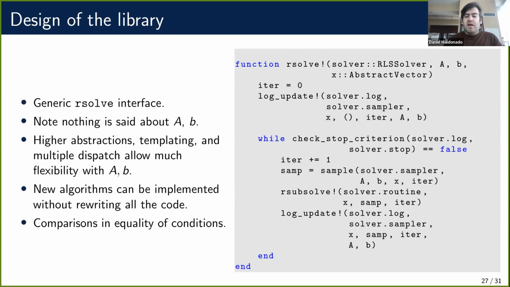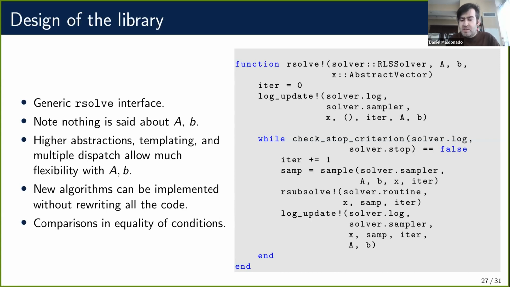Next one. And then all of this is assembled in a generic rsolve interface, which takes the solver type as an argument, and then some operator A or some matrix A, a right-hand-side vector b, and then an output solution. In this function rsolve, there is a lot of abstraction. We don't really say anything about A and b because we want this to be as close to the math as possible. And then as we go deeper, we start to talk about specific numerical optimizations, or whether we want to use some specific type of A, and so on. And if we want to implement new algorithms, there is no need to rewrite the code.